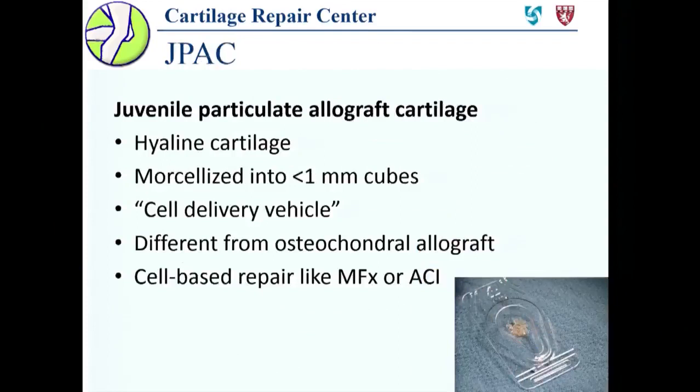Now going to the allograft tissue, particularly juvenile allograft cartilage. It's hyaline cartilage. It's harvested from, unfortunately, very young donors. The reason why it's harvested from young donors is because chondrocyte density in younger age groups is much higher than in us, older farts. And each individual chondrocyte is also metabolically much more active. So not only do you have more chondrocytes, but you also have young chondrocytes that are more vital and want to produce cartilage.